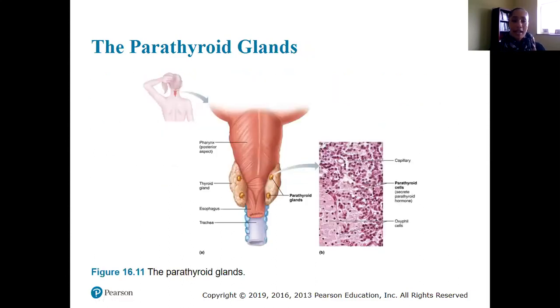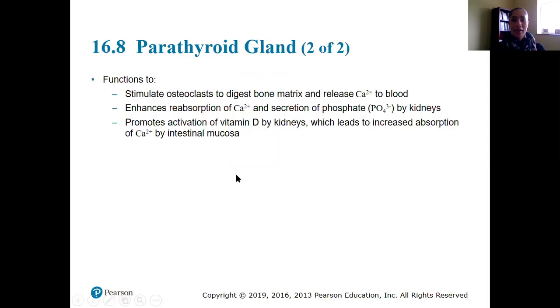So here we have a diagram showing us, here's my mouth, here's our pharynx, and then here is the posterior side of the thyroid gland. And so these 4 nodules that we see here are going to be our 4 parathyroid glands. So parathyroid hormone is going to function to stimulate osteoclasts. So now we want to stimulate those osteoclasts to break down bone matrix to release calcium so that we can increase those blood calcium levels. Also, the parathyroid hormone is going to enhance reabsorption of calcium and secretion of phosphate from the kidneys.